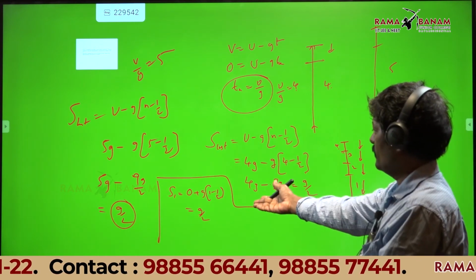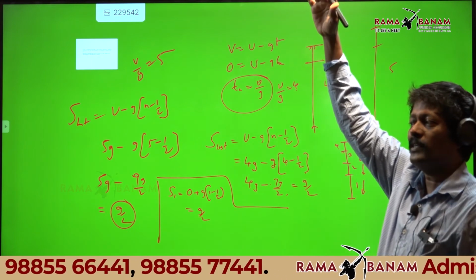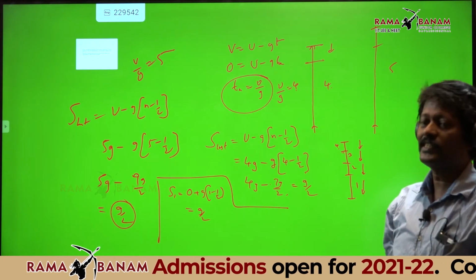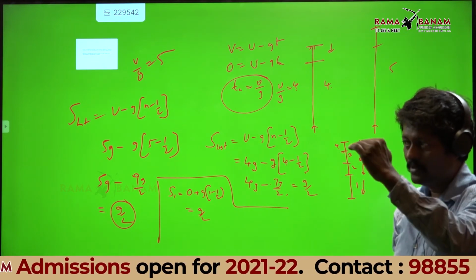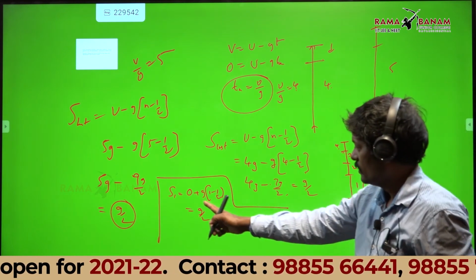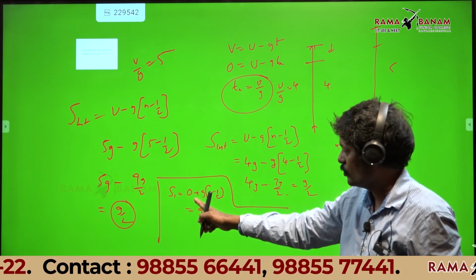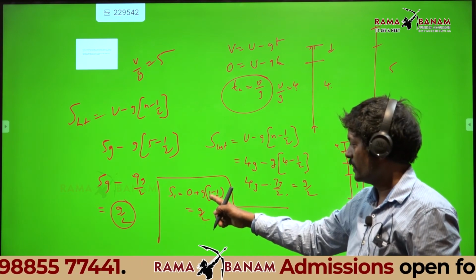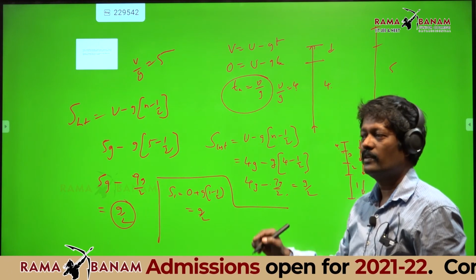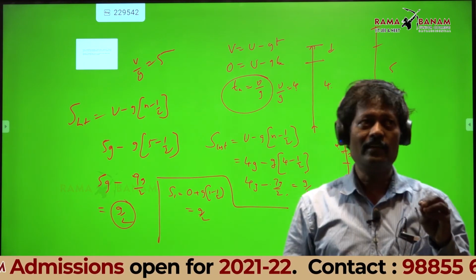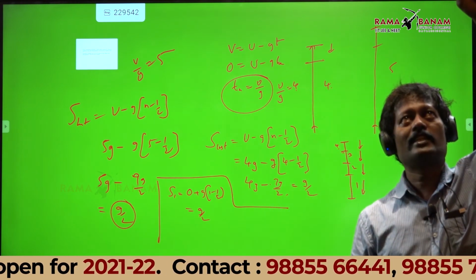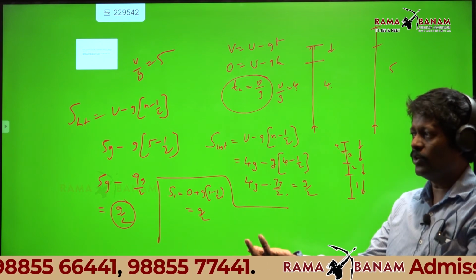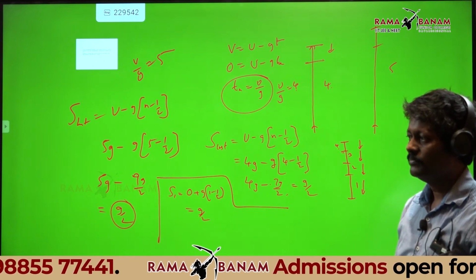For this question, the trick is: the last second of ascent is nothing but the first second of falling. The first second of fall is what? S1 is u is 0 plus g into n minus half, n is 1. That's all. So you should get the idea. The last second of ascent is nothing but the first second of fall. So the first second of fall, how much? g by 2.